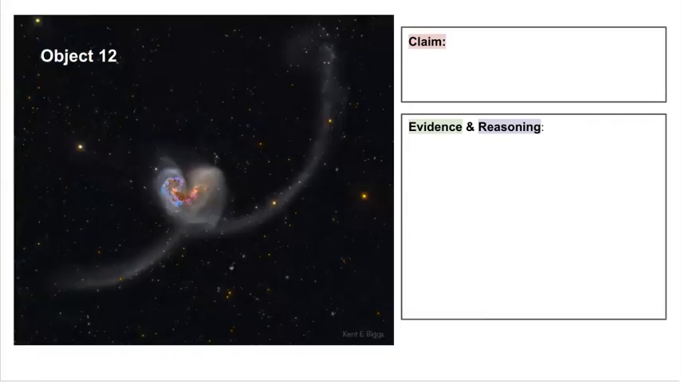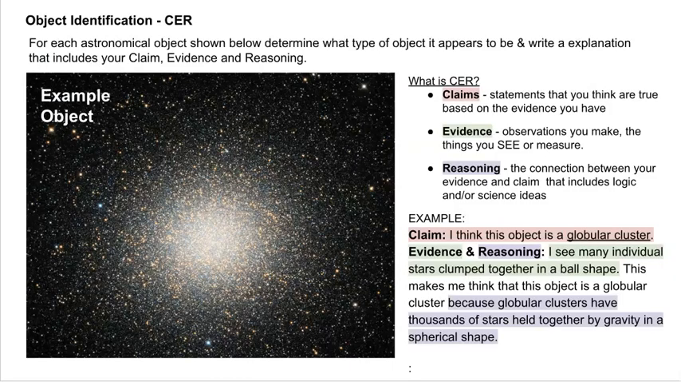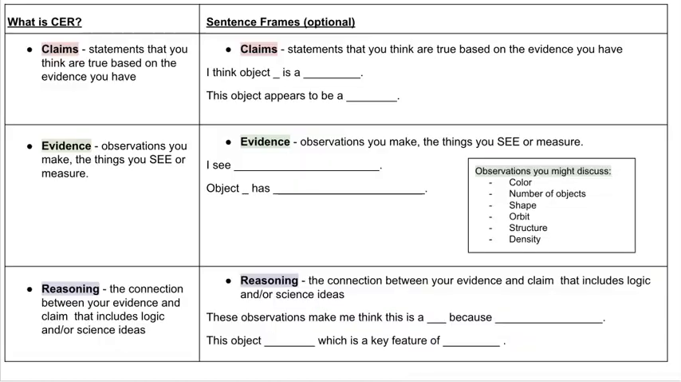And I would like you to pick any 5 of these astronomical objects and write a claim that this is a blah, and your evidence and reasoning on why you think that is that particular type of astronomical object. Feel free, and in fact do, use the notes that you have on page 3 of our different astronomical objects. And if you get stuck, I highly recommend using some of these sentence frames or looking at what the different observations you might talk about in your evidence section. So that is your goal for class today.